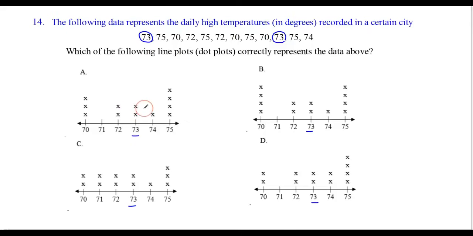This one has it recorded 1 time, 2 times. So does this one, 1 time, 2 times. This one 1 time, 2 times, and same with this one. So I can't eliminate anything at this point. So we'll now move on to 75 degrees.